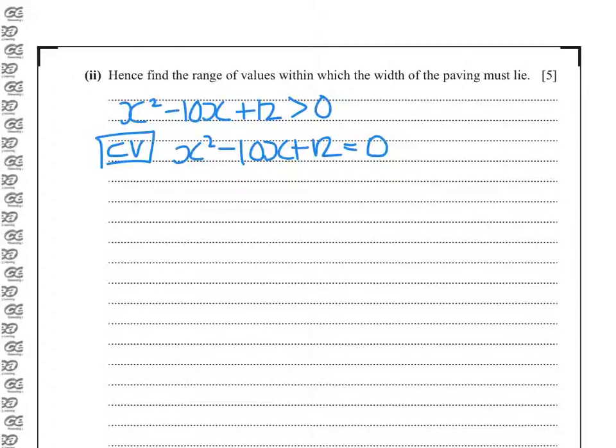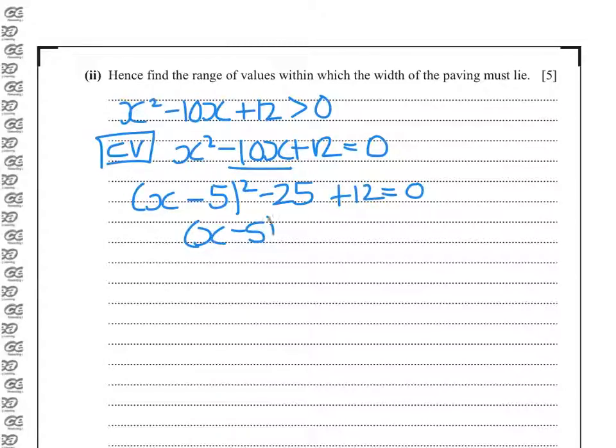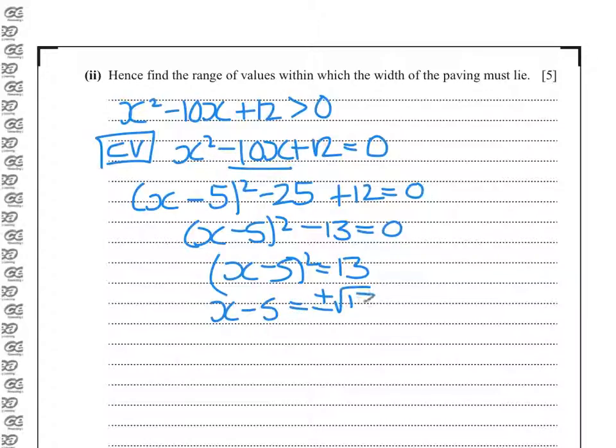So to complete the square, we divide the coefficient of x by 2 and subtract the square of this. So we're taking away 5, take away 5 squared, plus 12 equals 0. So (x minus 5) all squared minus 13 equals 0. (x minus 5) all squared equals 13. So x minus 5 equals plus or minus root 13. x equals 5 plus or minus root 13.